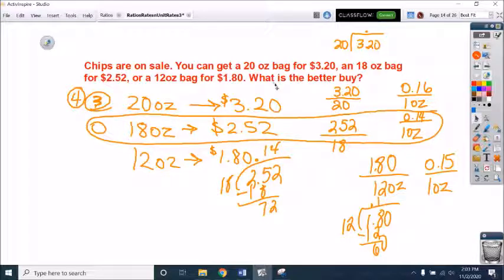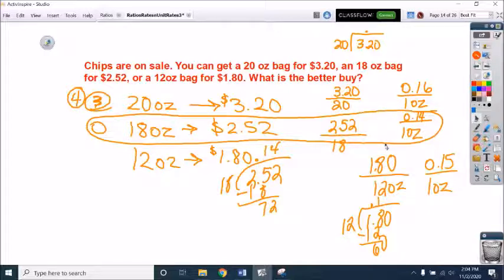So sometimes it'll ask you guys to compare two ratios or two rates. And before you can compare two ratios or compare two rates, they work just like fractions. We need to either find the unit rate or we need to find a common denominator. So for this one, I worked it out by finding the unit rate. So here it is. I've set it up $3.20 for 20 ounces, $2.52 for 18 ounces. I did 20 divided by 20 to get 1 ounce, and then $3.20 divided by 20 to get 16 cents.